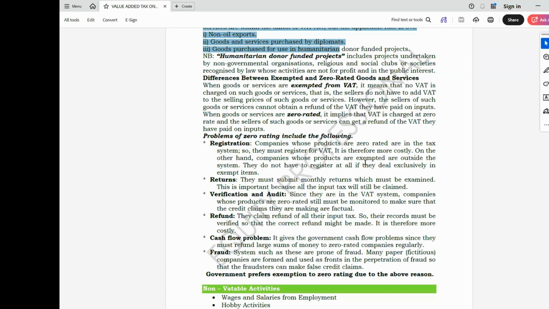So they are still under the scrutiny of the tax authority to carry out a tax audit and verification on them. Then refund: claiming refund for input VAT under zero rating is not that easy. If an item is zero rated, I have suffered input VAT on it, and when I want to sell it, you are telling me I should not charge VAT on it. So that means I am not going to see anywhere to remove my input VAT. Government is expected to give me back that money.